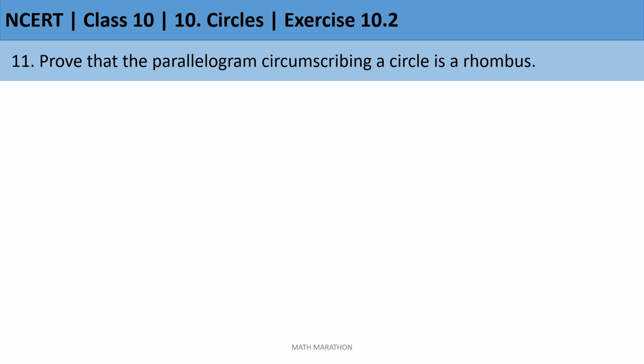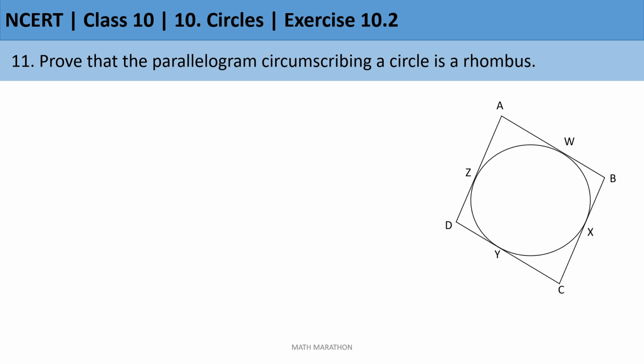Prove that the parallelogram circumscribing a circle is a rhombus. I have drawn a diagram. I have drawn a parallelogram circumscribing a circle. ABCD is a parallelogram. AB is equal to CD, because in a parallelogram, opposite sides are equal. AD is equal to BC, because in a parallelogram, opposite sides are equal. A rhombus is a parallelogram in which all four sides are equal. So, we need to prove all four sides are equal.